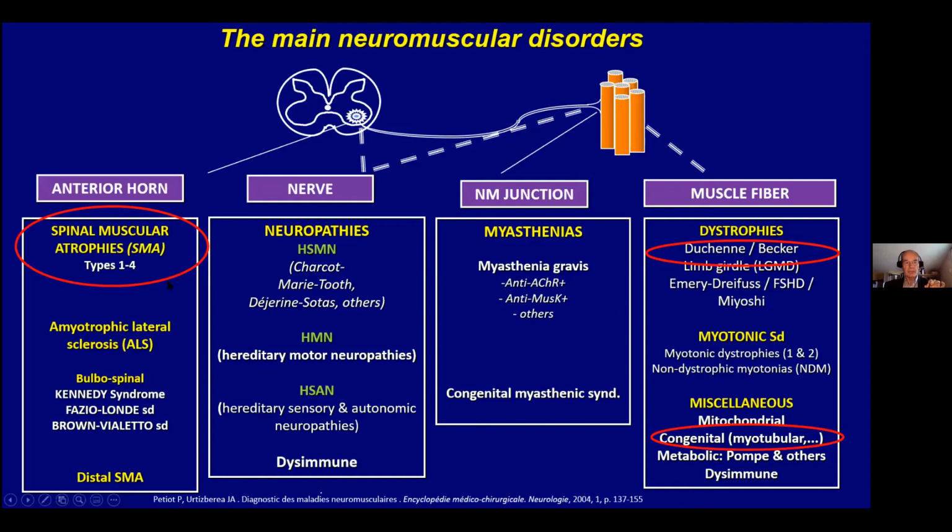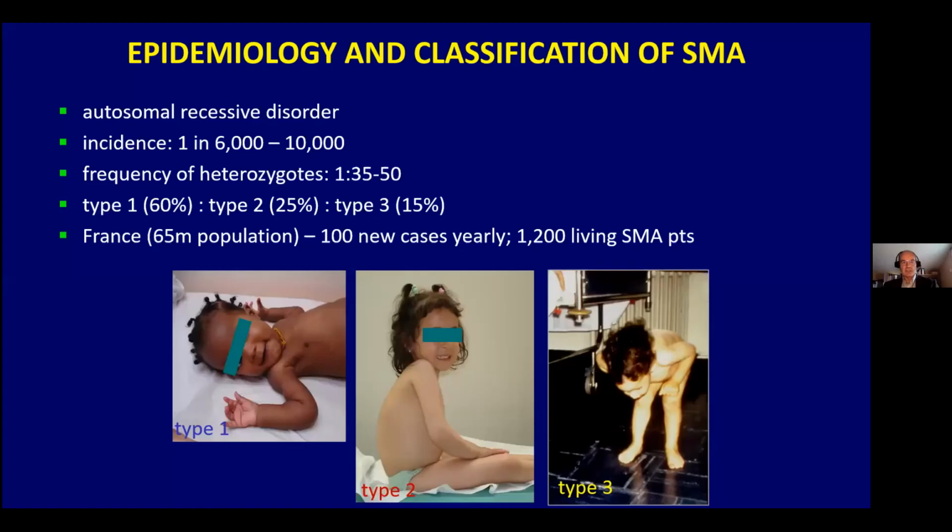One about spinal muscular atrophy, another one about Duchenne muscular dystrophy, and another one about myotubulomyopathy. Okay, one is, as I said, a motor neuron disease located here. The second one is a muscular dystrophy, and the third one is a congenital myopathy. So let's start with spinal muscular atrophy.